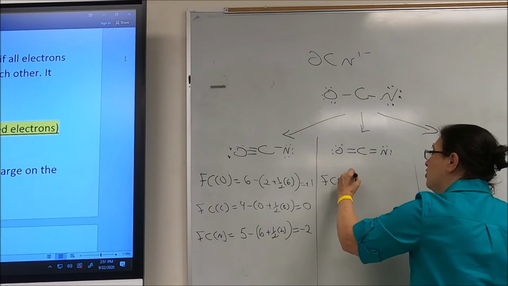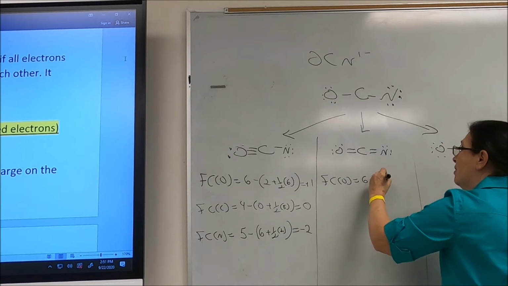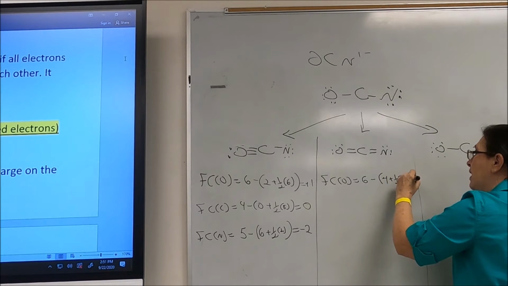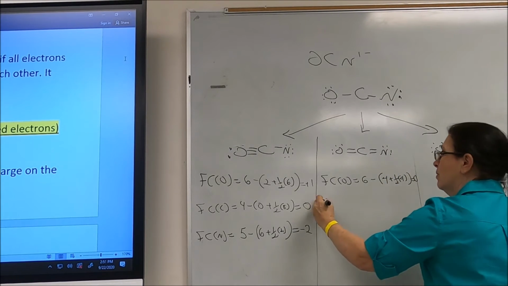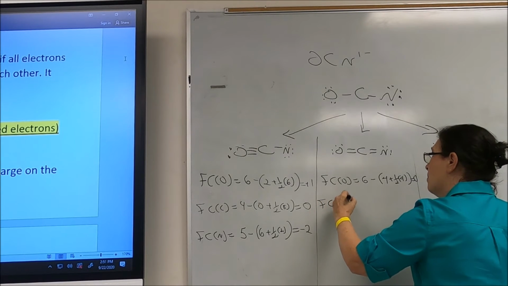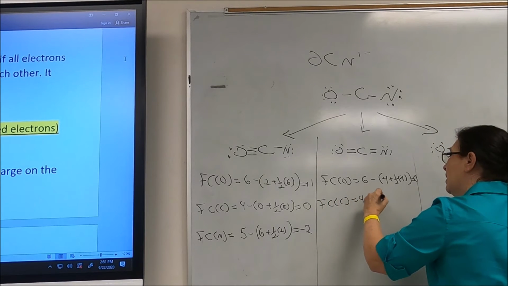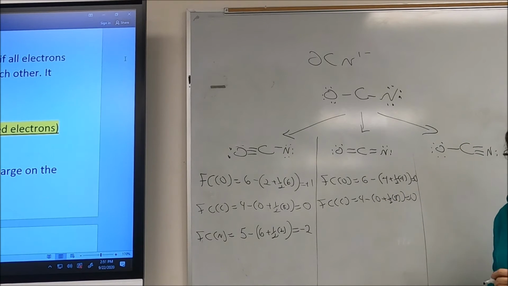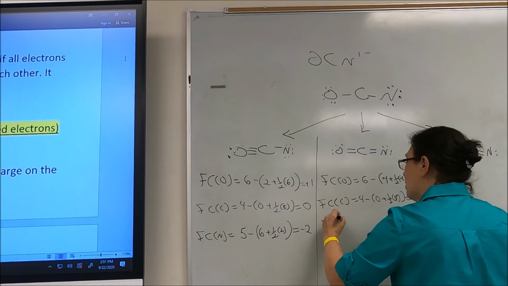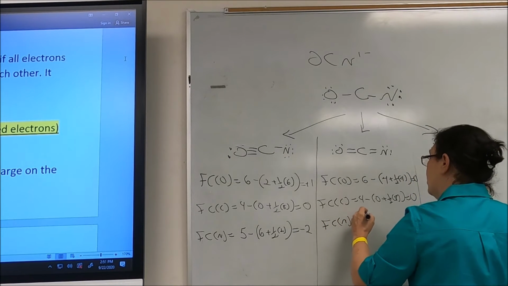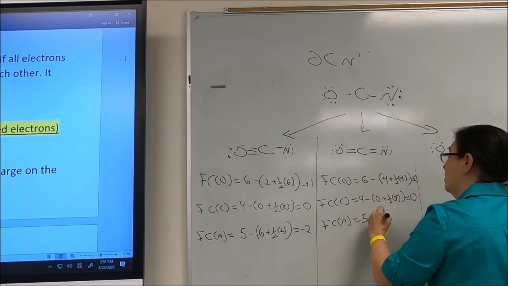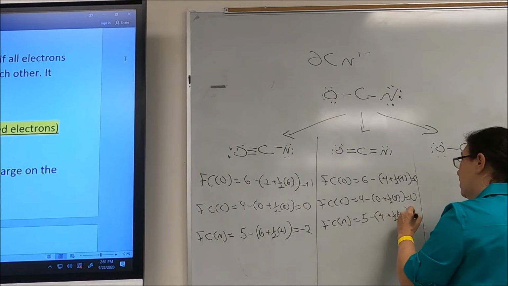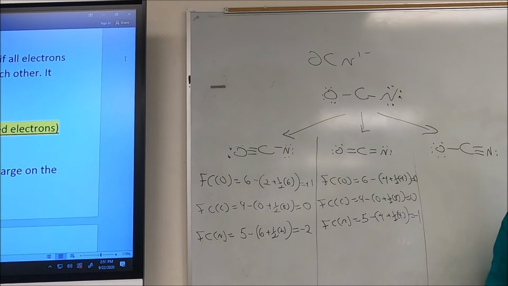Formal charge for oxygen here is going to be 6 minus 4 plus 1/2 of 4. That's a formal charge of 0. Formal charge for carbon is going to be 4 minus 0 plus 1/2 of 8, 0. Formal charge for nitrogen is going to be 5 minus 4 plus 1/2 of 4. So that's a formal charge of -1.